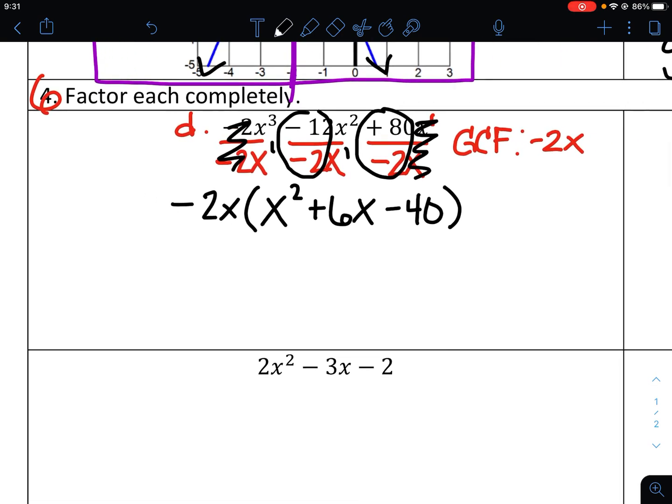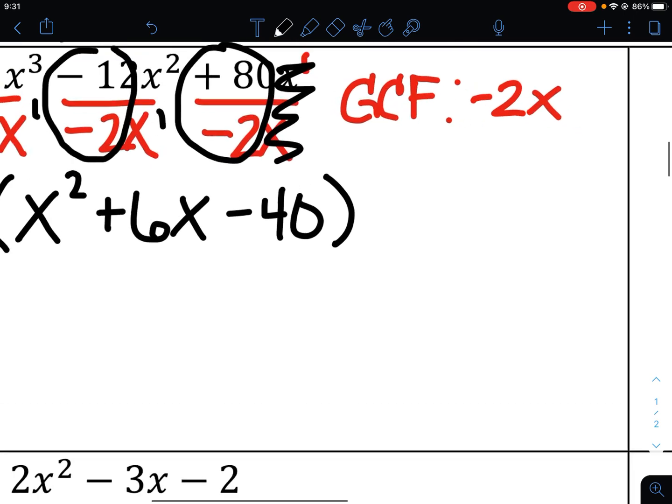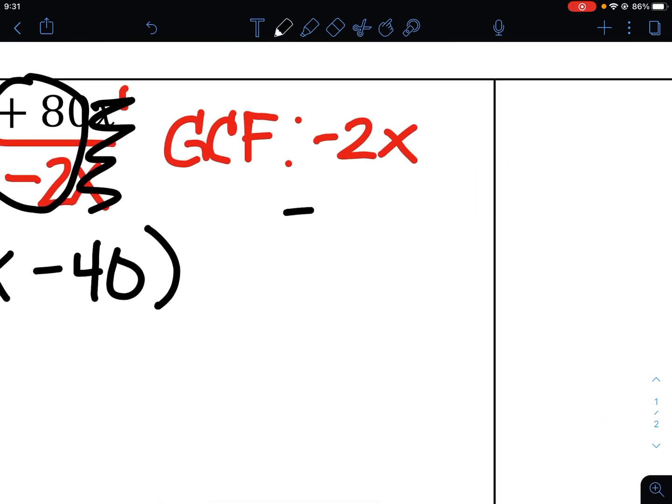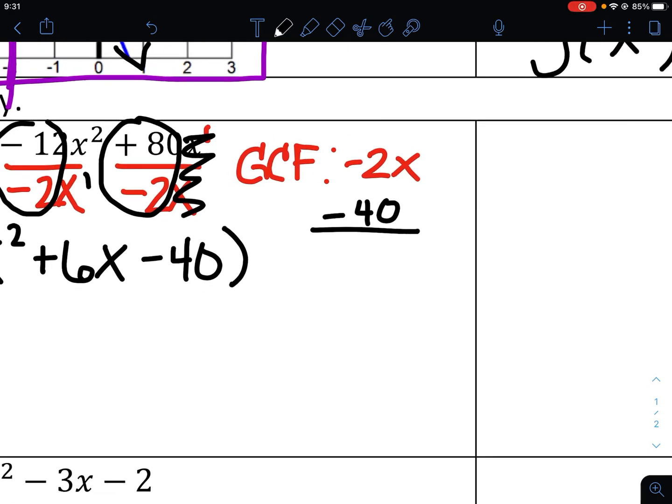Now, inside the parentheses, what we have is a trinomial that we can factor one more time. So we're going to look for two numbers that multiply to negative 40 and add to positive 6. Okay. When I multiply to a negative 40, remember we're going to want one positive, one negative. Let's talk about that in just a second.